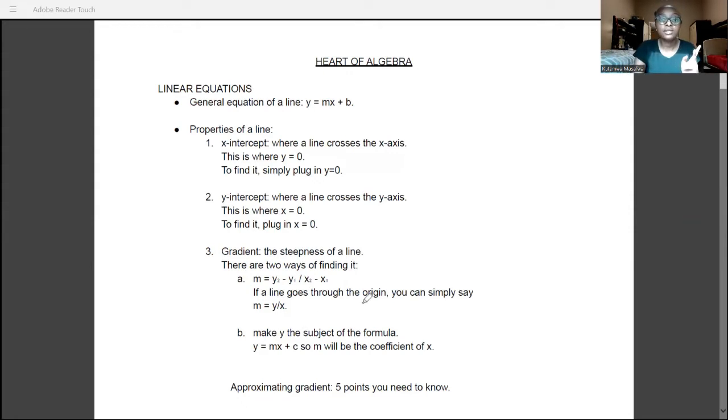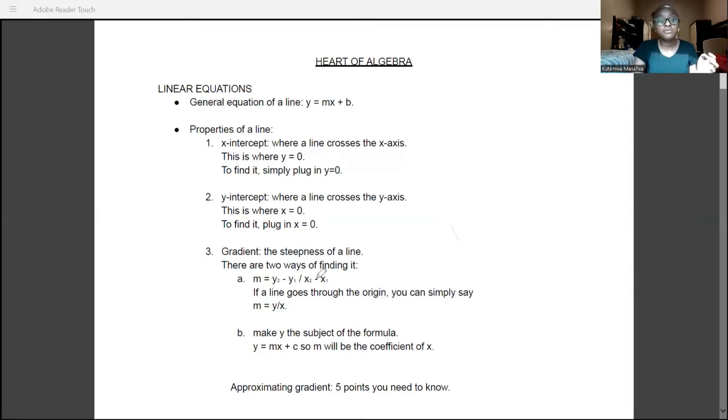So if you know that a line goes through the origin, you can assume that one of the points you're using is the origin. Okay, so let's assume we have a line that goes to the origin and then goes through 2, 1. Those are the coordinates that we're going to use. Okay, 2, 1.